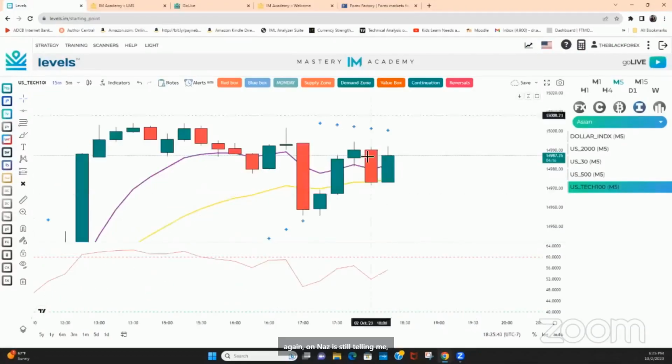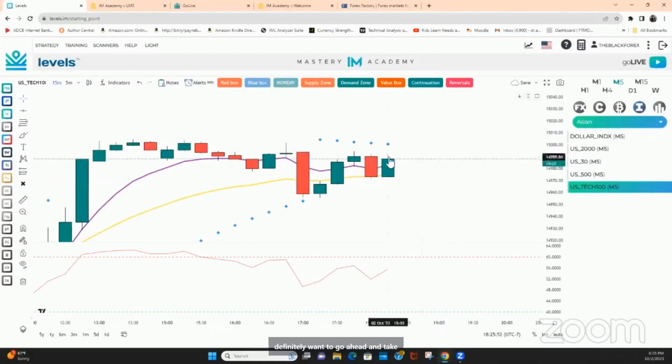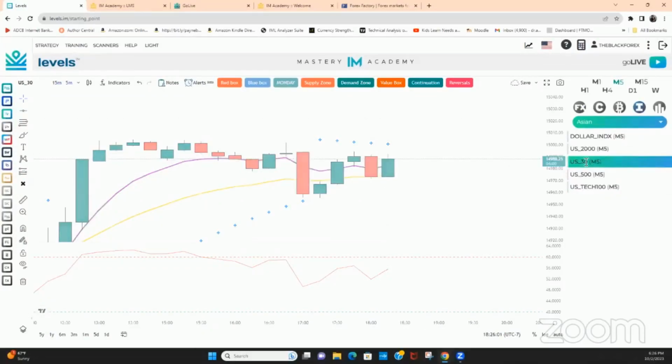And again, on NAS, it's still telling me hold up on that buy. It's still consolidating on the buy. Those of you who got in that buy with me a little bit before the session, you definitely want to go ahead and take your profit and wait for re-entry. I will wait for re-entry until it's ready. Okay, US 30.